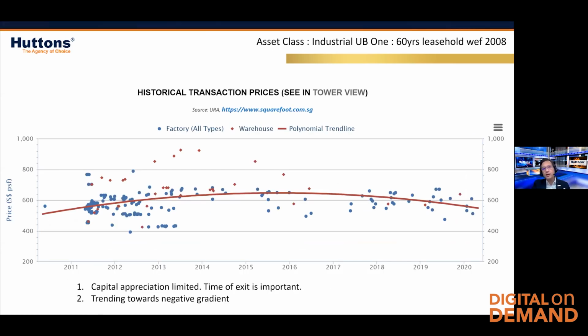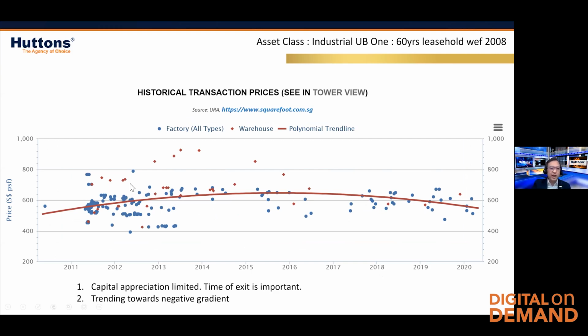Now, another building that I want to use for this industrial is Ubi 1. Okay, Ubi 1 is a 60-year leasehold property. The land lease starts from 2008. Okay, and it got TOP in 2011. And you can see that after this TOP, there's a lot of transactions.